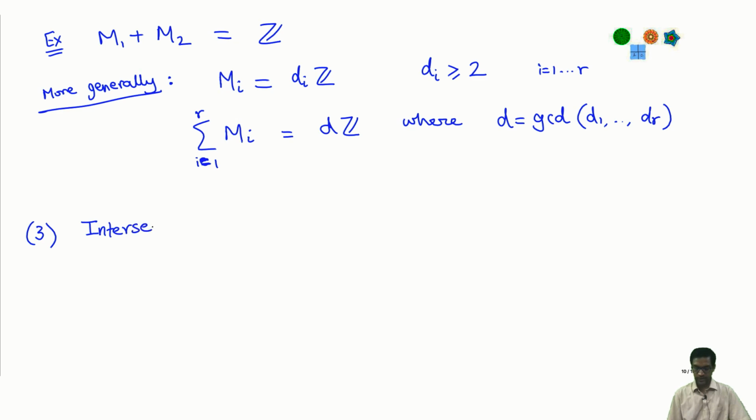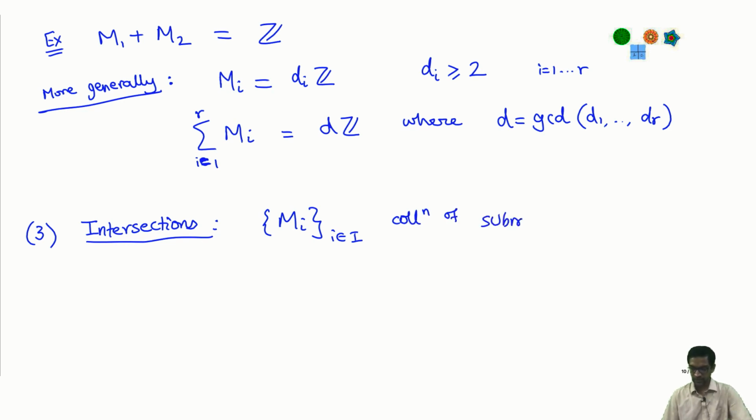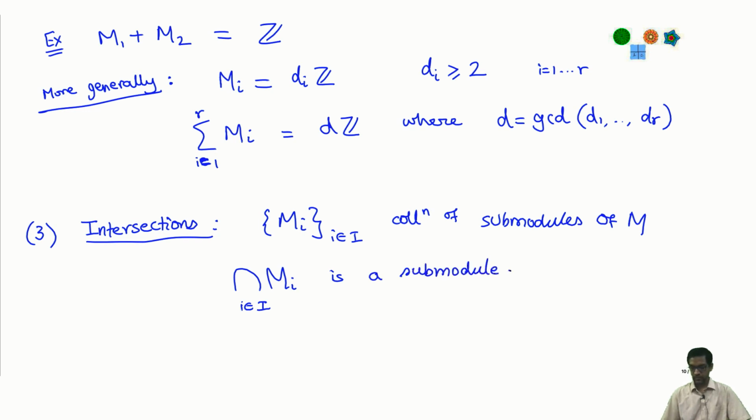The third construction of submodules is intersections. If I take an arbitrary collection as before, so if the Mi's are a collection of submodules of M, then I can talk about their intersection of the Mi, which is just the set of all elements which belong to all of them. The usual definition, i belongs to I, Mi, is also a submodule. And again the verification is more or less straightforward, so I'll just leave that to you.